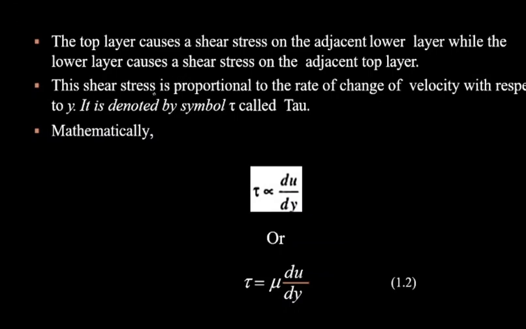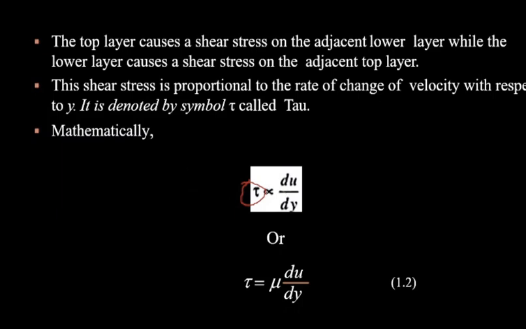Okay, this shear stress is proportional to the rate of change of velocity. The velocity difference between the two layers, the shear stress is proportional to that. This shear stress is denoted by tau. This shear stress is proportional to the change of velocity with respect to y.